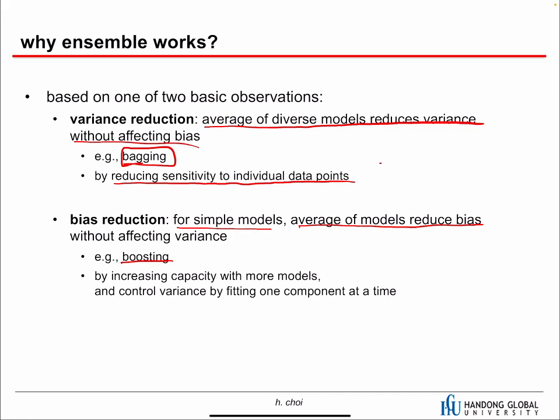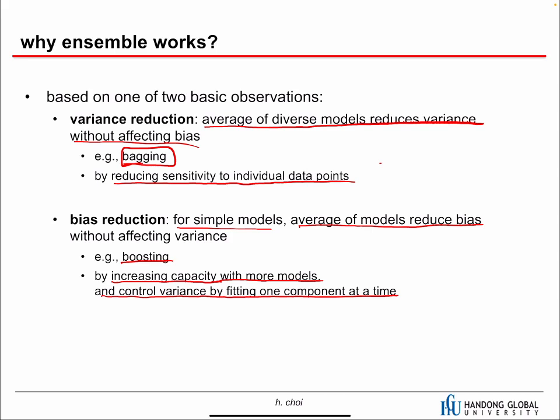Okay, so as I said, we can increase the capacity and computation power with more models and control variance by fitting one component at a time. So we are not actually increasing the variance because we train the models with the same kind of training algorithms. But since we are focusing on some specific samples, we can actually increase the capacity.